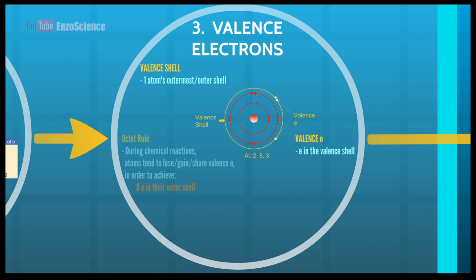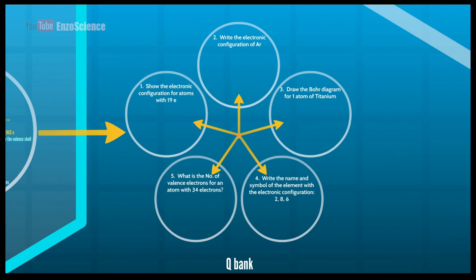The octet rule is very useful in chemistry. It tells us atoms are always motivated to achieve 8 electrons in their valence shells in order to be stable. And the octet rule explains valence electrons' properties, like why sometimes they can be easily removed, and how they are involved in chemical reactions. All good? Now let's have 5 questions for practice.